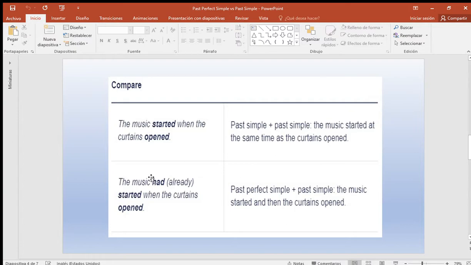Here we have a comparison of past simple and past perfect simple. Example, the music started when the curtains opened. Here you have the two verbs in past simple. Okay, past simple plus past simple. But what is the difference? The music started at the same time as the curtains opened.